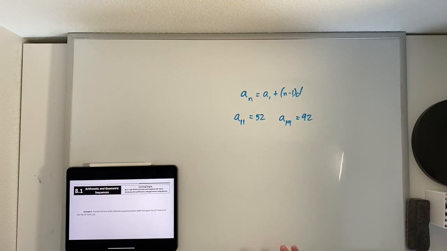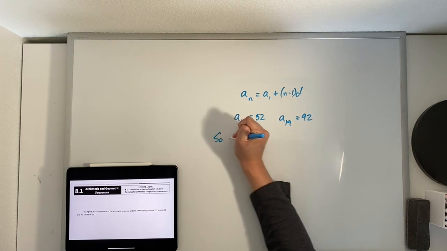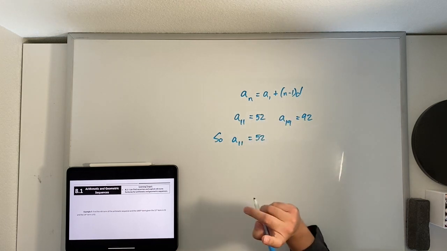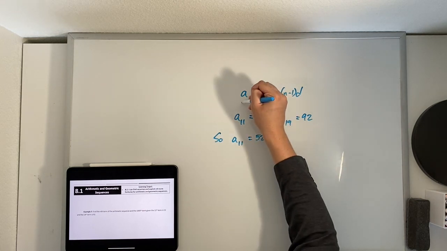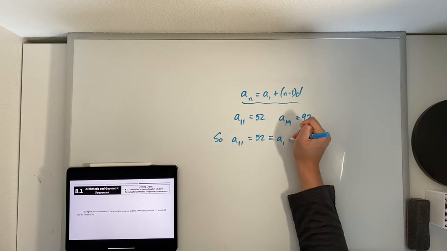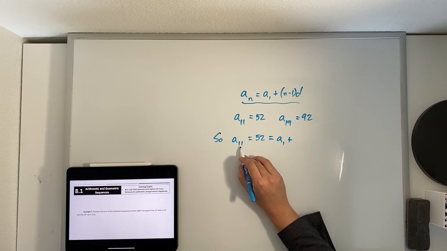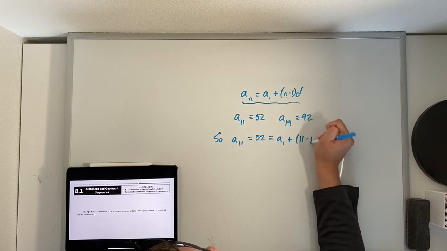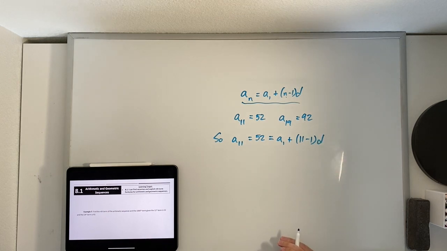Here's a little, I hate calling it a trick. In math, I don't like saying there's really tricks, but here's how we would approach this problem. Here's what you should remember to do this process here. We know A11 equals 52, and if we were using this nth term formula to find this value, this would equal A1 plus, well, we're looking for the 11th term, so this n would be 11. 11 minus 1 times our common difference.